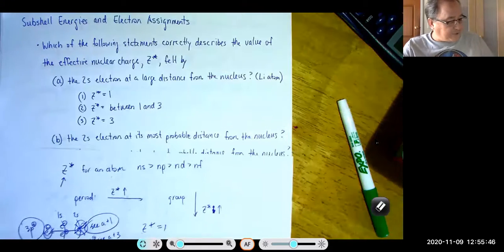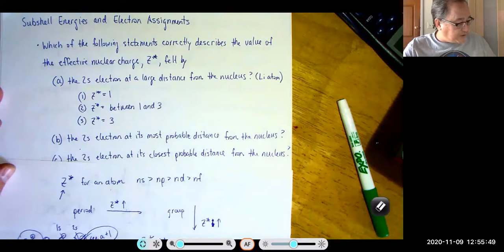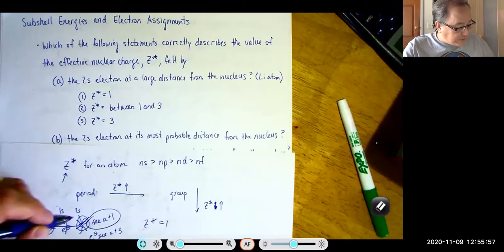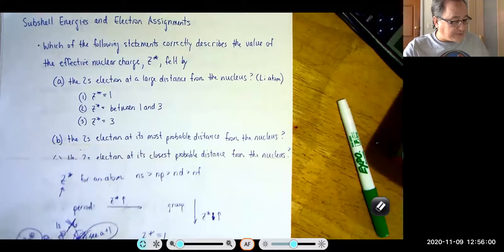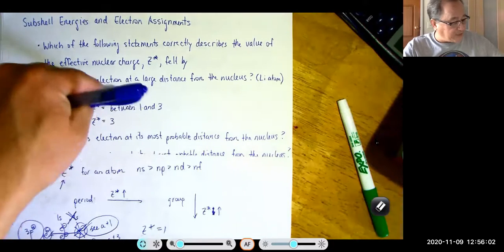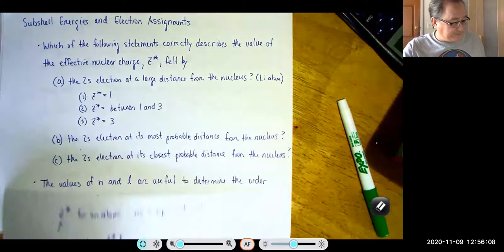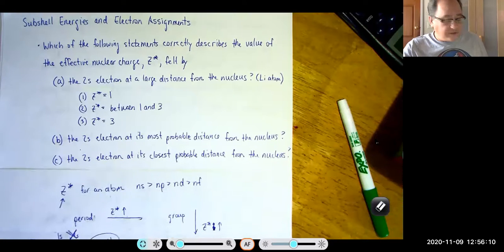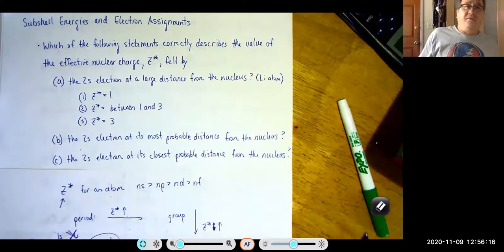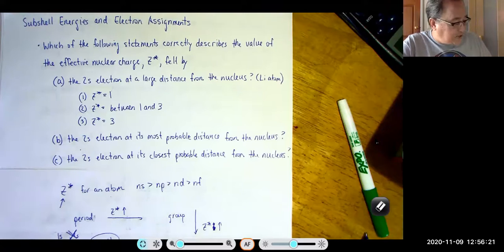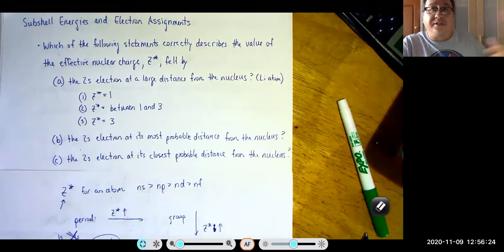Okay, the 2s electron at its most probable distance from the nucleus. So at the most probable distance from the nucleus, what will it see? The most probable distance is over here, so it's also going to be a +3, or excuse me, a +1. At the closest, it's going to be a +3. Okay, so the effective nuclear charge is kind of a weighted average of what the electron sees based on where it is relative to the nucleus. And a 2s electron is more likely to be farther from the nucleus than close to the nucleus.